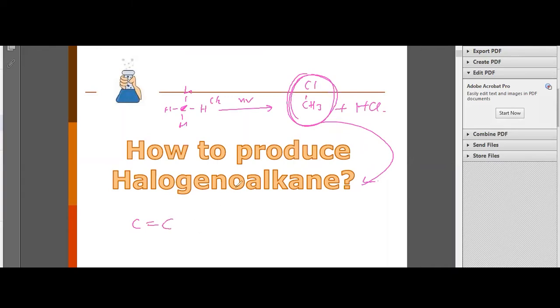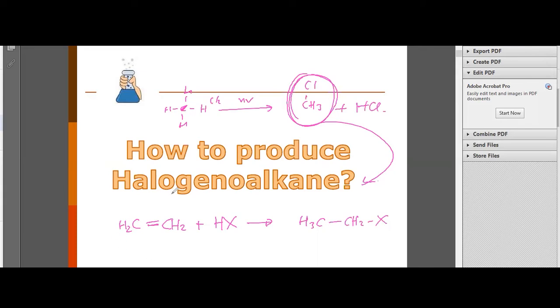We already learned about alkenes as well. Can you remember how to produce halogenoalkane from alkene? Yes, you can use hydrogen halide, right? It can change to halogenoalkane. This is the second way to produce halogenoalkane, by addition reaction, electrophilic addition of alkene by hydrogen halide.